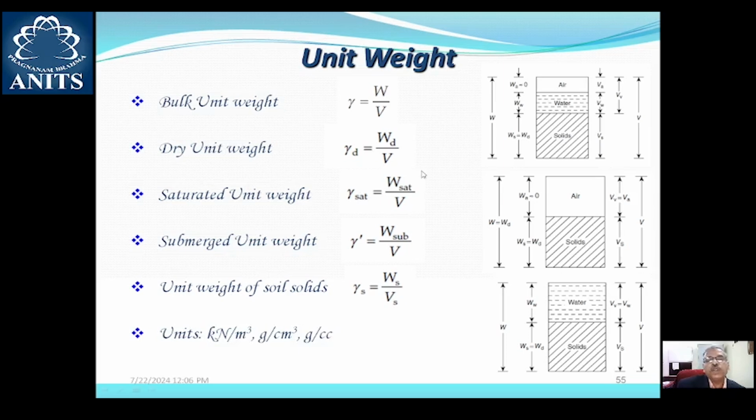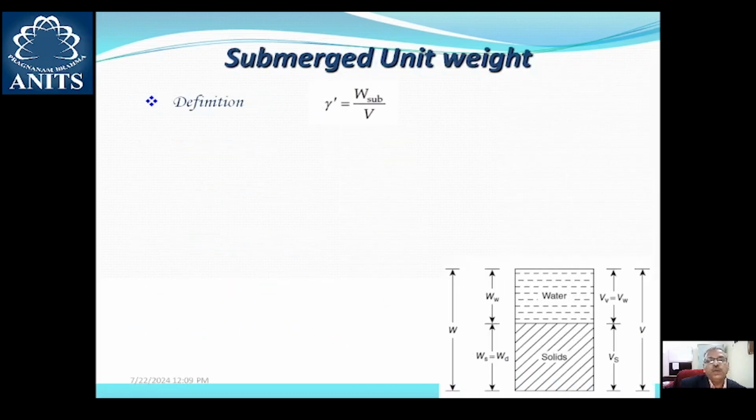So the units for all the unit weights are, as you know, the ratio of weight and volume. Therefore, it is kilonewton per meter cube in SI system. And if you refer to MKS system, it may be gram force per cm cube. Cm cube means cubic centimeter, also referred to as cc. So gram force per cc. So this is the unit for unit weights.